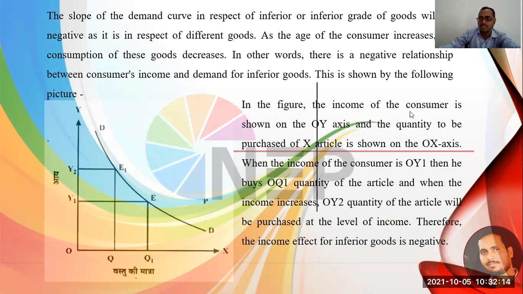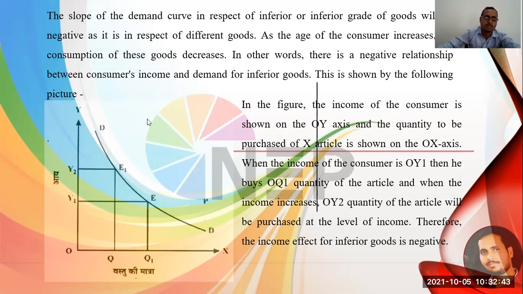In the figure, the income of the consumer is shown on the OY axis and the quantity to be purchased of X items is shown on the OX axis. When the income of the consumer is OY, then he buys OQ amount of the articles. On the other hand, when the income increases to OY2, the quantity of the articles purchased decreases. Therefore, the income effect for inferior goods is negative. So this is the example.